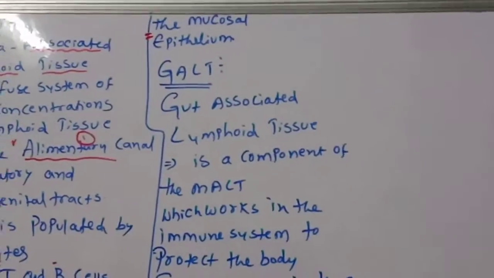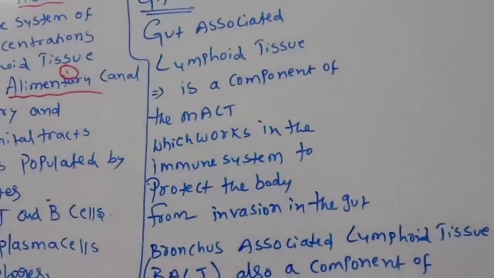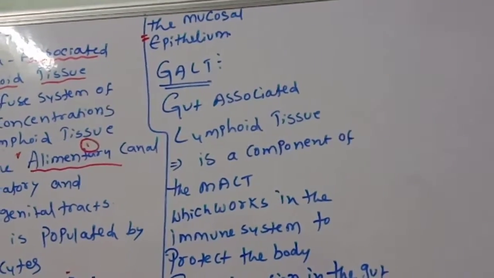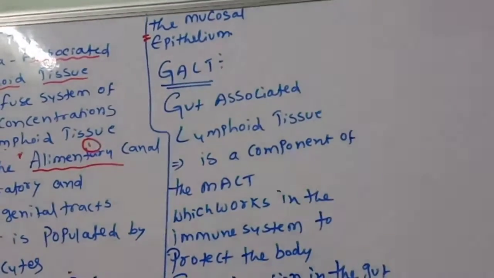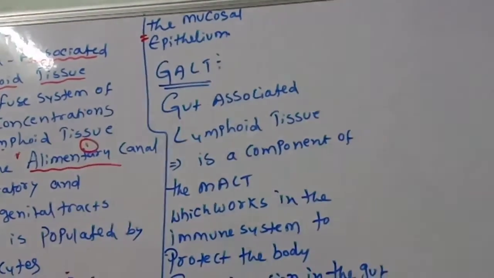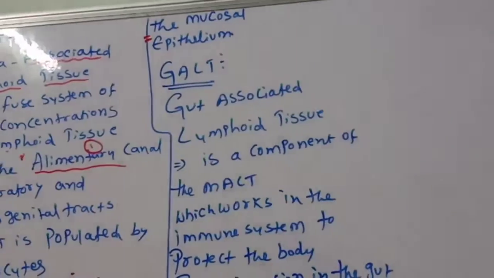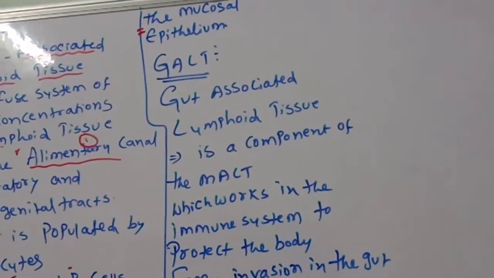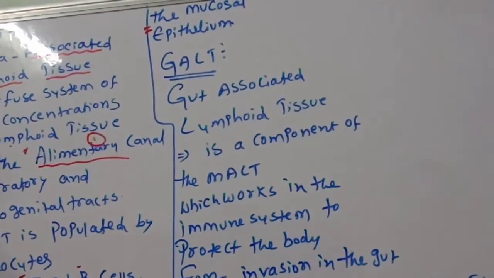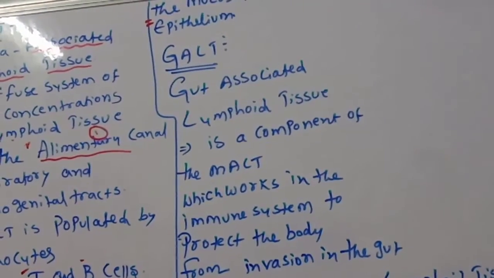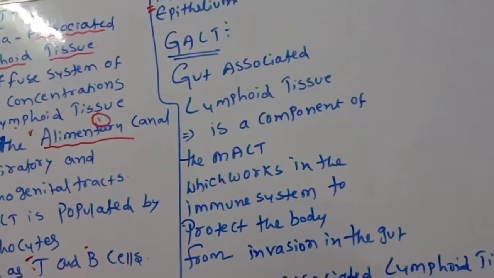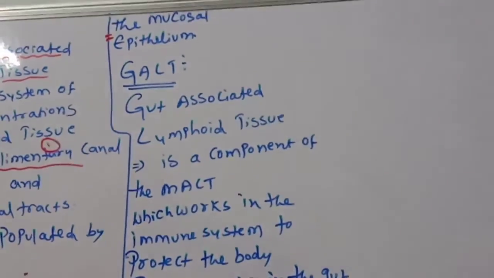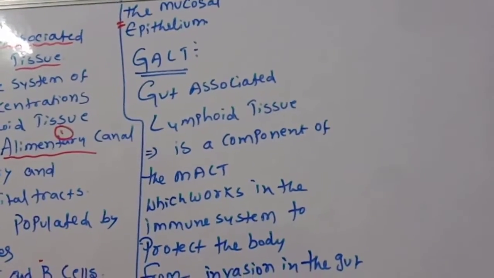Okay children, once again. This MALT is populated by lymphocytes. What lymphocytes? T lymphocytes and B lymphocytes, as well as plasma cells and macrophages, each of which is well situated to encounter the antigen passing through the mucosal epithelium. Next, antigen here means bacteria, virus or whatever it may be. So a foreign particle is considered an antigen.